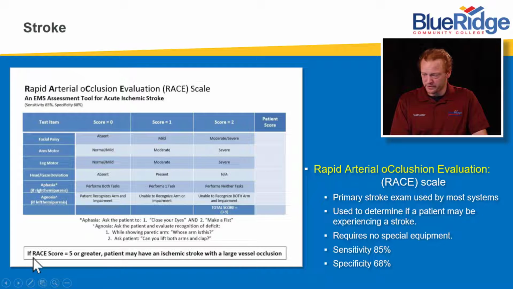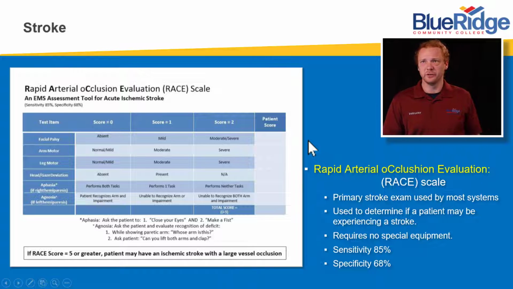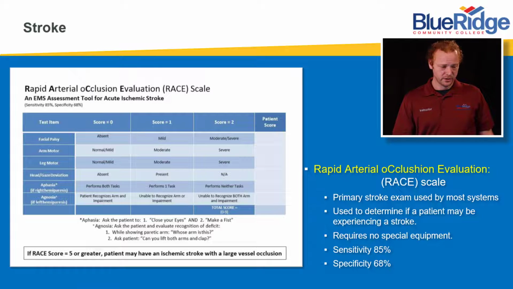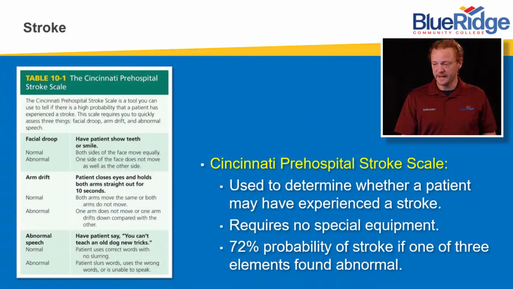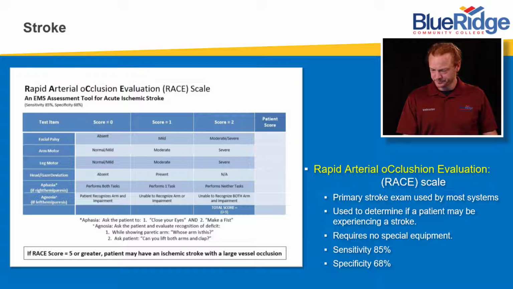If the RACE score at the bottom of your screen equals 5 or greater, the patient may have an ischemic stroke with a large vessel occlusion. A lot of times, if you have a patient that you are evaluating for a stroke, it is useful or helpful to use both the Cincinnati pre-hospital stroke scale and the RACE scale. Most local hospitals in this region are going to be asking for your RACE scale or your RACE stroke scale.